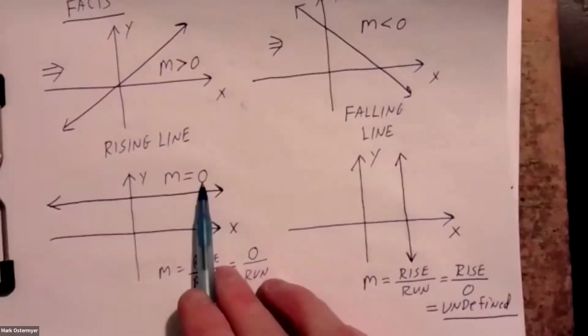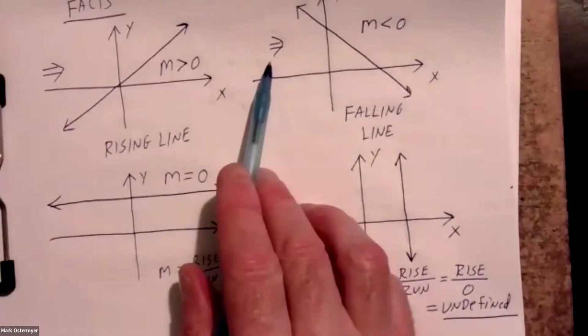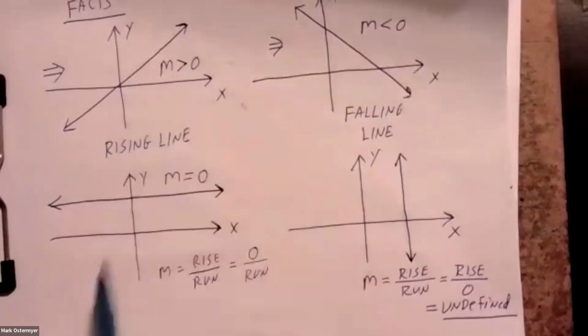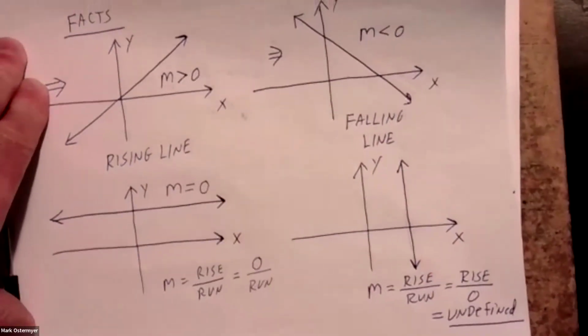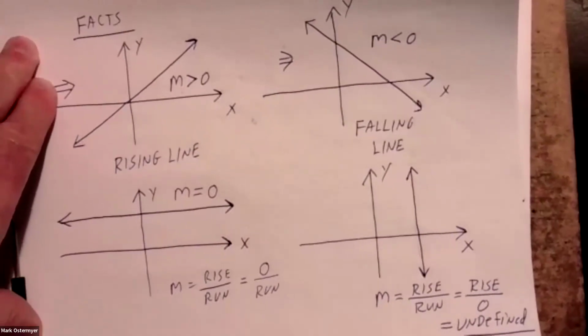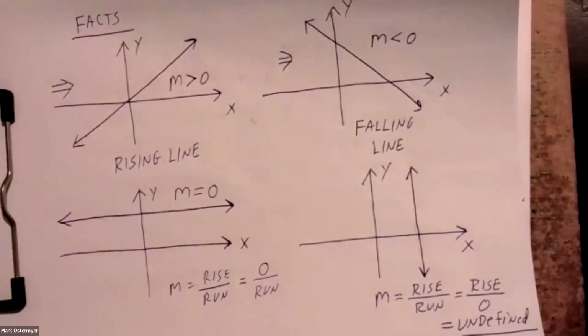So vertical lines always have undefined slopes. Horizontal lines always have 0 slopes. Falling lines always have negative slopes, and rising lines always have positive slopes. It's wise to know that, so you can check your answers. If you graph something, you can check by virtue of the orientation of your line what type of slope it must have. Good to know that.